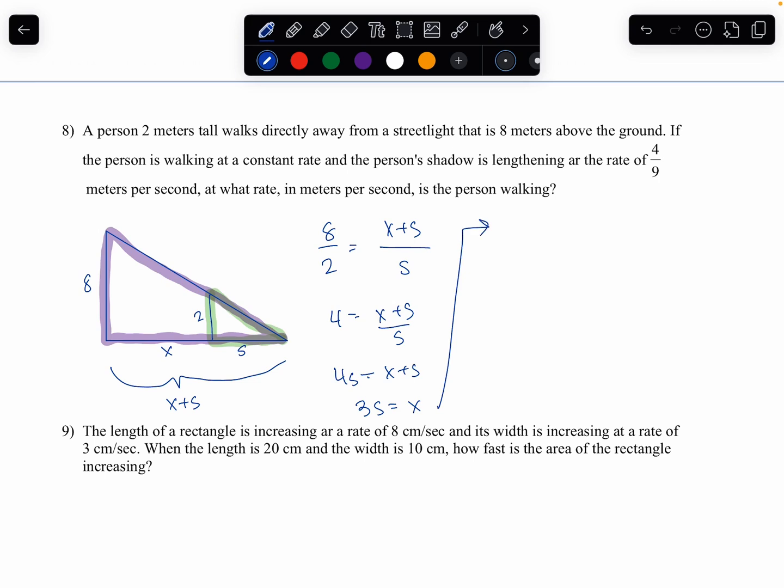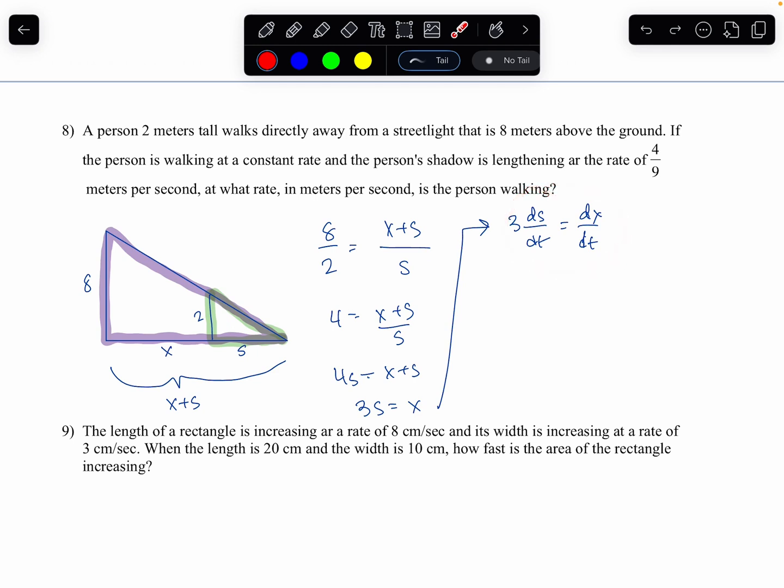So with that being said, I've now related the length of the shadow and the distance between the streetlight and the person. And right here, I can take the derivative, which would be 3 ds/dt equal to dx/dt. We don't know what these lengths are, but we don't need to know them because the rates can be compared to each other without having them.